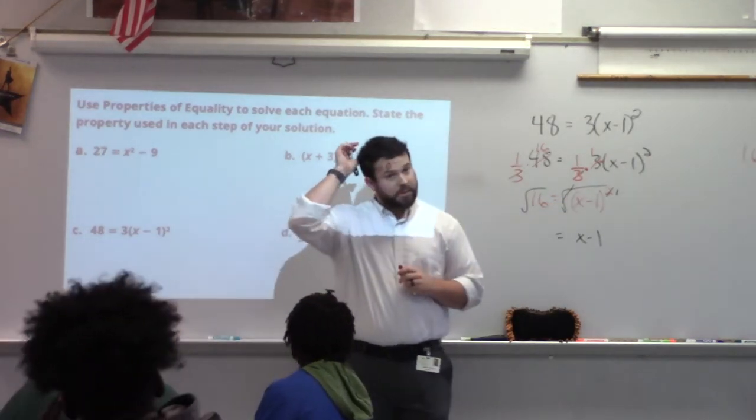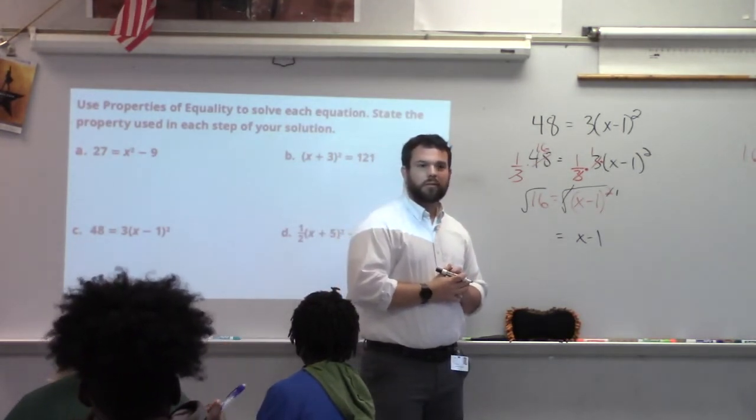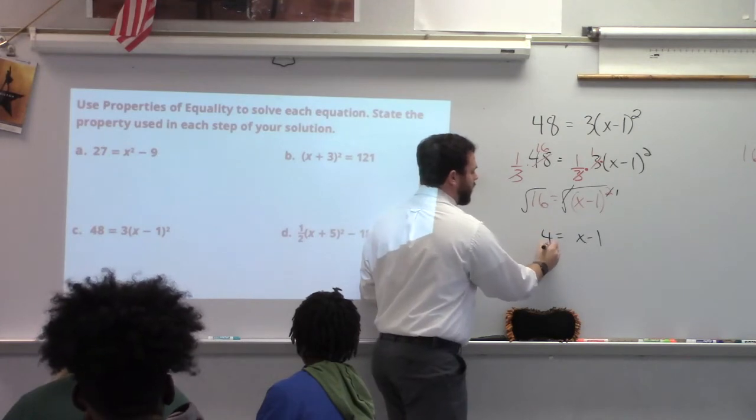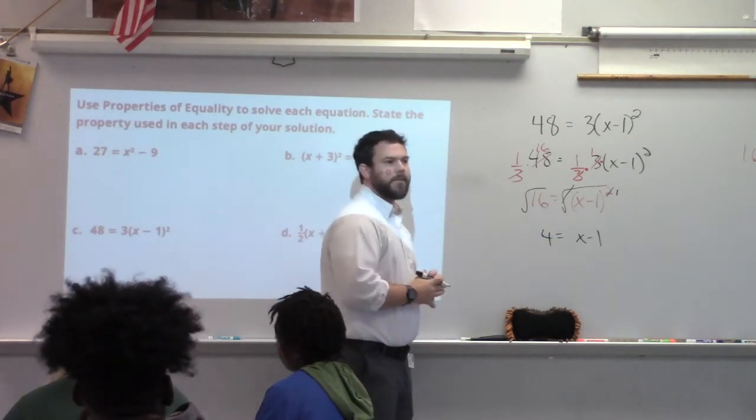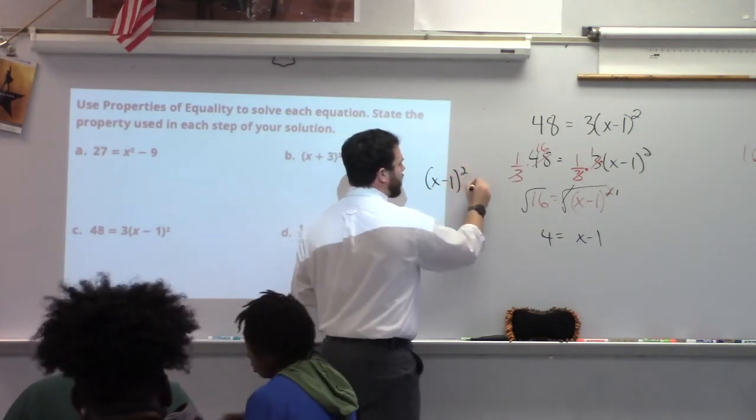Yeah, what's the square root of 16? 4. Sure about that? Oh, negative 4. 4 times 4 is 16, right? Negative 4 and 4. Say that again, Key Anthony. Negative 4 and 4. But what I have is x minus 1 squared is equal to 16.